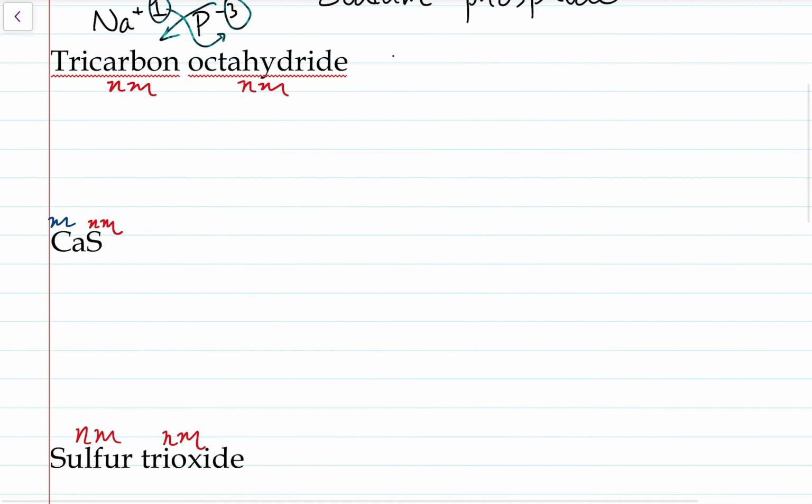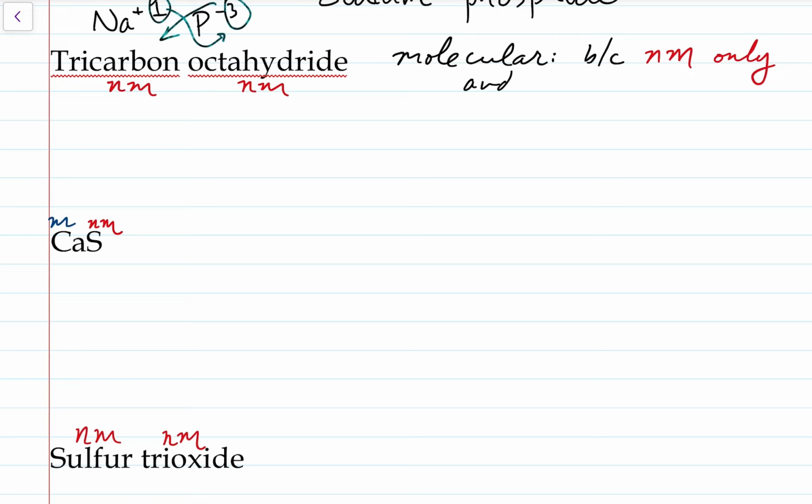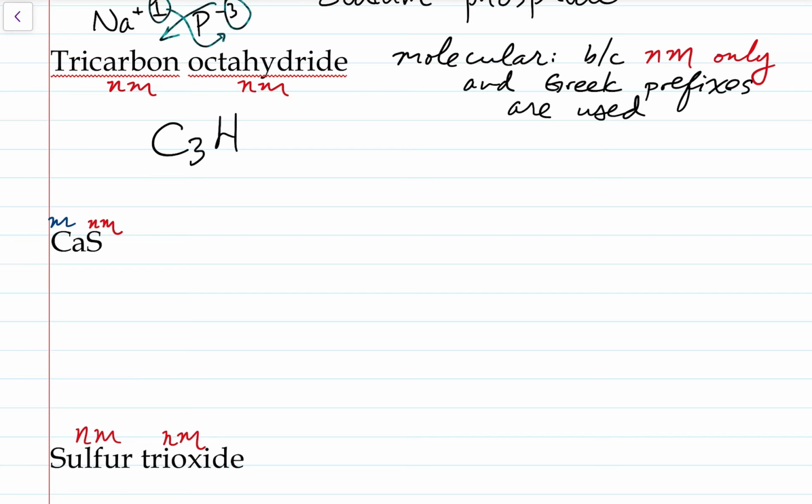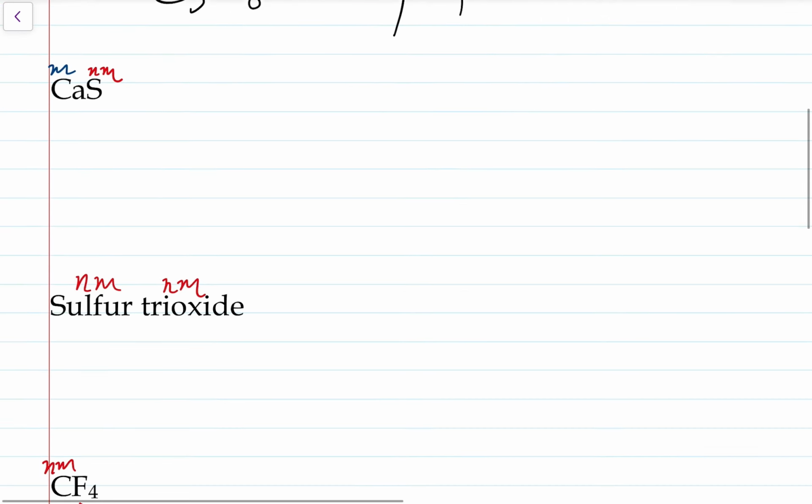Tricarbon octahydride. Well, this is molecular right off the get-go. And that's because we've got nonmetals only. Okay, the other giveaway, and Greek prefixes are used. And these are much more simple. So tricarbon would be C3. Octahydride is H8. Now, you'd actually know that as a molecule called propane. I wouldn't expect you to know that that's called propane, though. All right, I just do, because I've been doing this a little while.